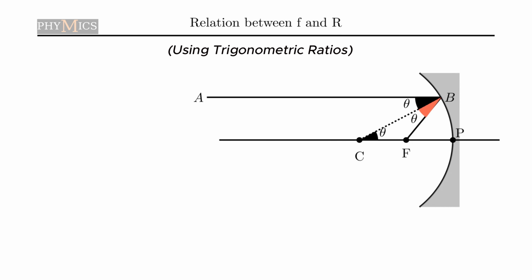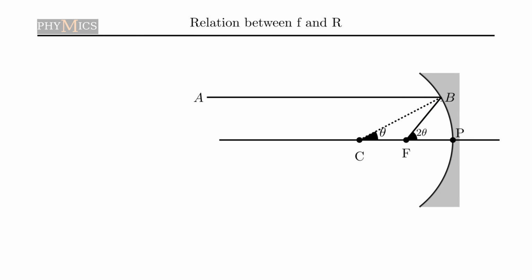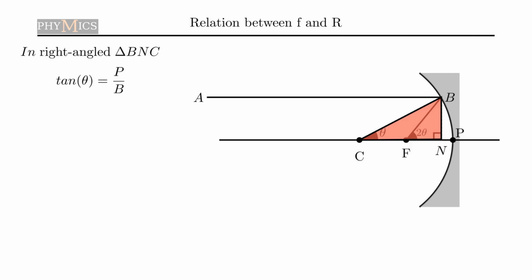Angle BFP will be twice of theta because exterior angle of a triangle is equal to the sum of its interior opposite angles. Next, construct BN normal on the principal axis so that a right angled triangle BNC is obtained. Now we will find tangent of angle theta, which is given as the ratio of perpendicular and base in a right angled triangle. Substituting the values of perpendicular and base, we get tangent of theta equals ratio of segment BN to segment NC. Name this equation as equation 1.